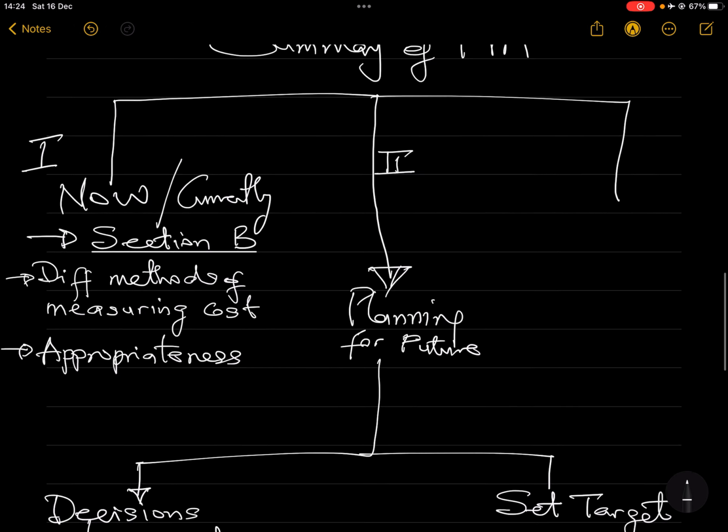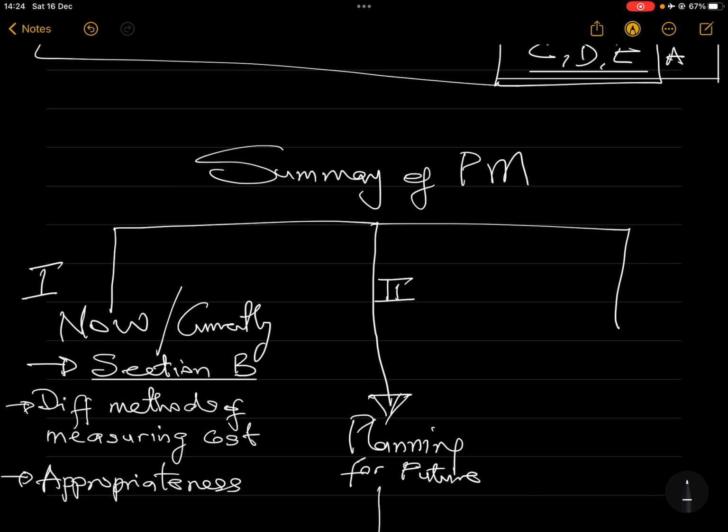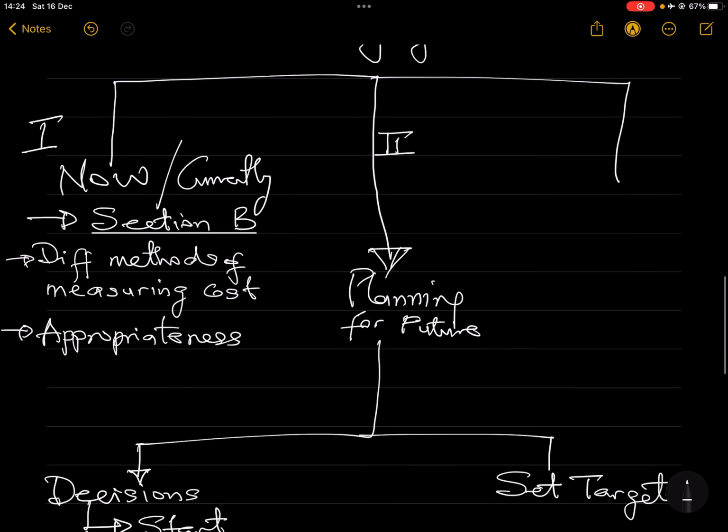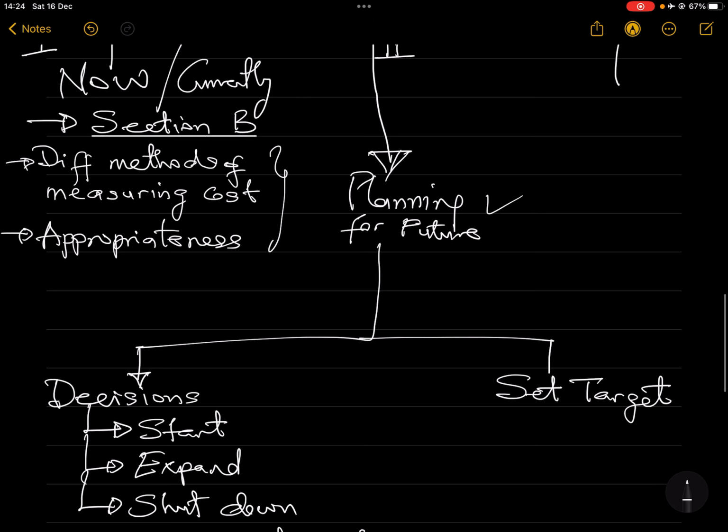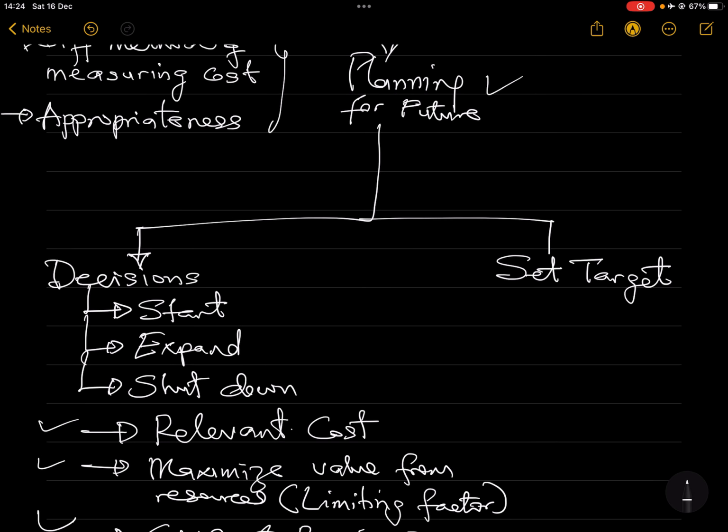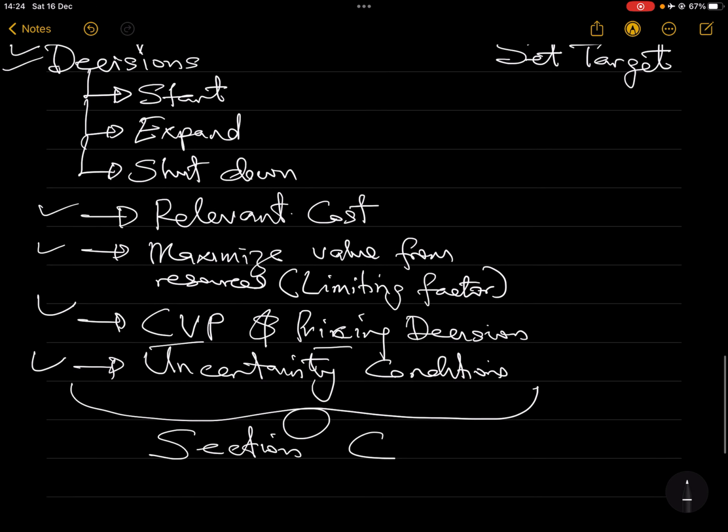So remember where we're coming from. We said this paper is divided into 3 sections. Now is about measuring cost. Different methods of measuring cost. When we know different methods of measuring cost, then we must know how to choose the appropriate method. Then we plan for the future. When we plan for the future, there are 2 things we must do. We must make future decisions, and also we must set target for the future.